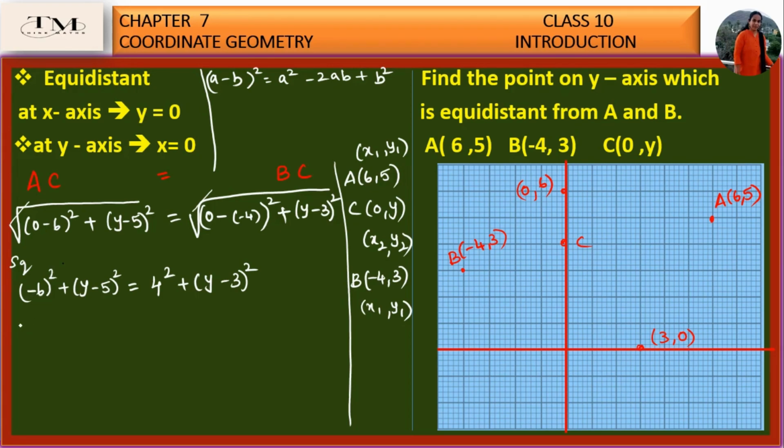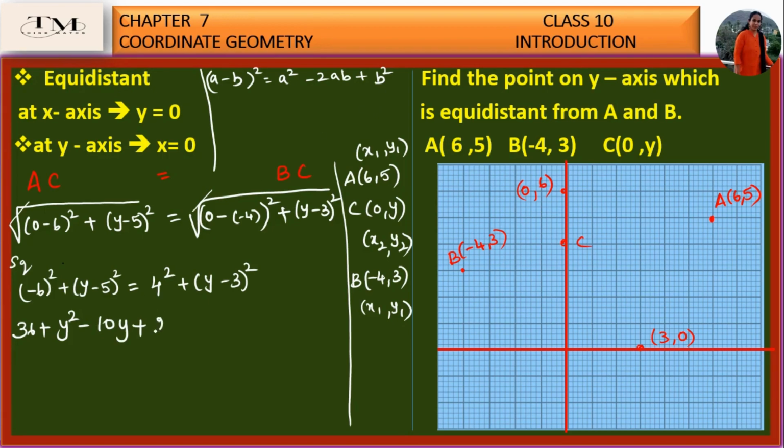So 6 square is 36. So 36 plus (y minus 5) whole square. Applying this formula, a square, so y square minus 2ab. So minus 2, what? 2a. A is y and b is 5. So 2 into y into 5. 2 into 5 is 10y. Then plus 5 square because b square.